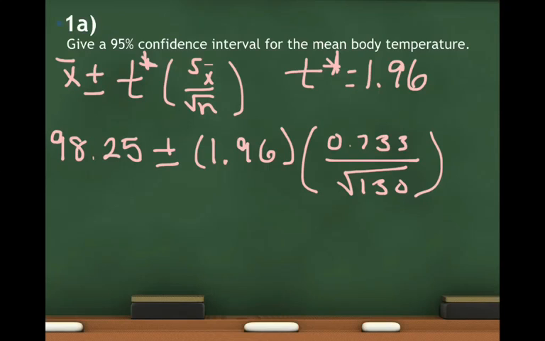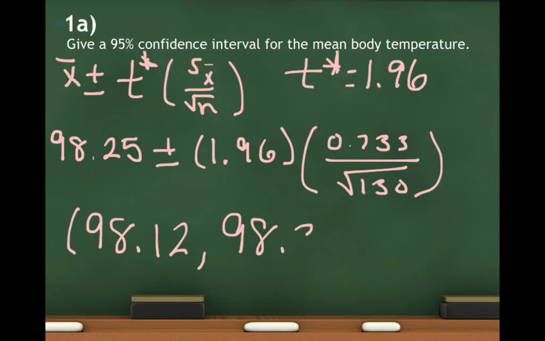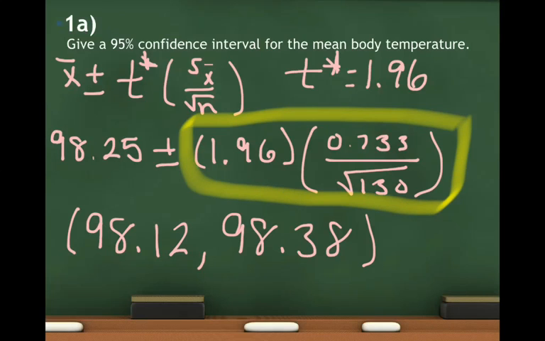Hopefully you found your confidence interval. When you work this out, what you should get for your confidence interval is 98.12 to 98.38. Those are the two values you should have got when you multiply your critical value and your standard error, and then you plus and minus with the sample mean.